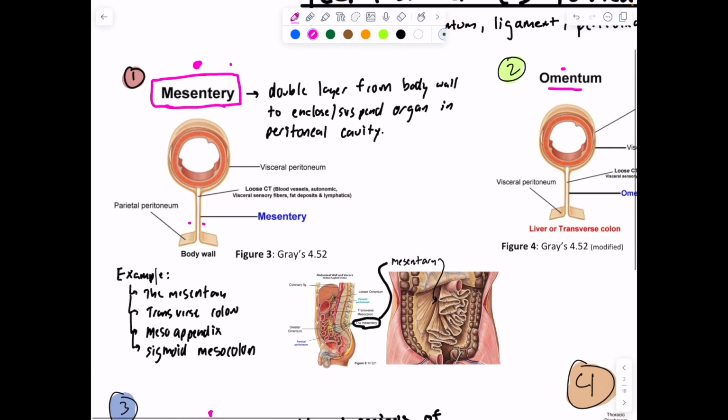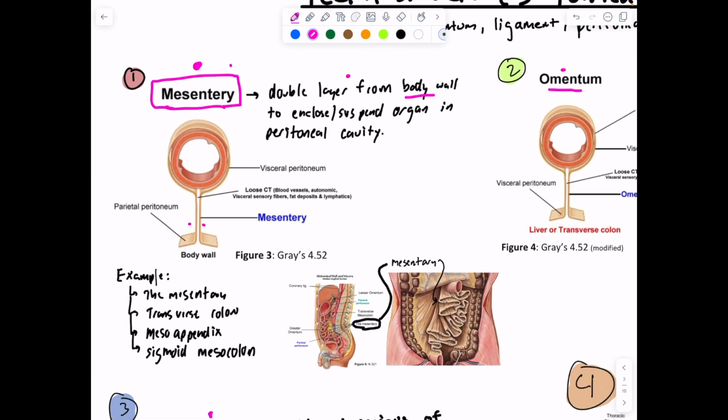All right, so mesentery is a double layer of peritoneum from the body wall specifically to enclose and suspend organs in the peritoneal cavity. You can see it here, body wall around an organ, and that is being enclosed, connected to the body wall. All right, examples are the quote-unquote mesentery itself, the transverse mesocolon, the mesoappendix, and the sigmoid mesocolon. So importantly, when you see meso in front of that, that should make you think mesentery, because really that's exactly what that means. The mesocolon is not a separate colon, it's just the mesentery, this double layer of peritoneum that's connecting the colon to the abdominal wall.